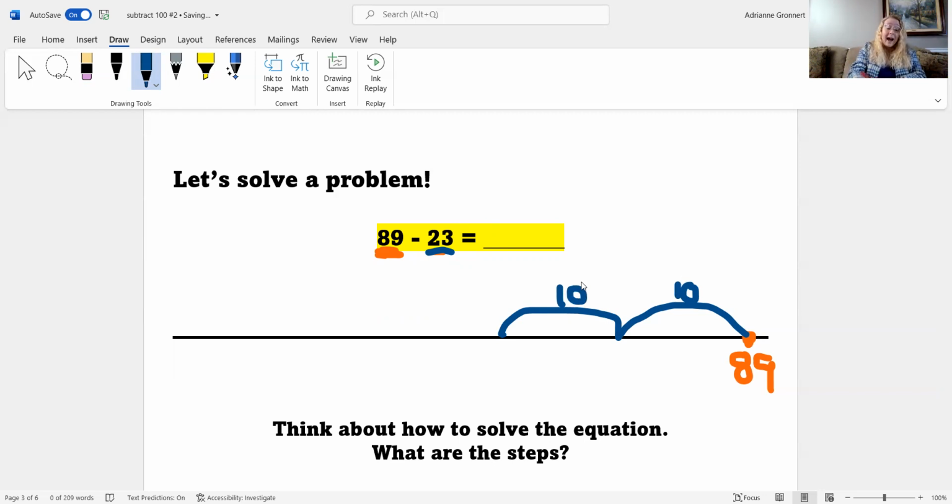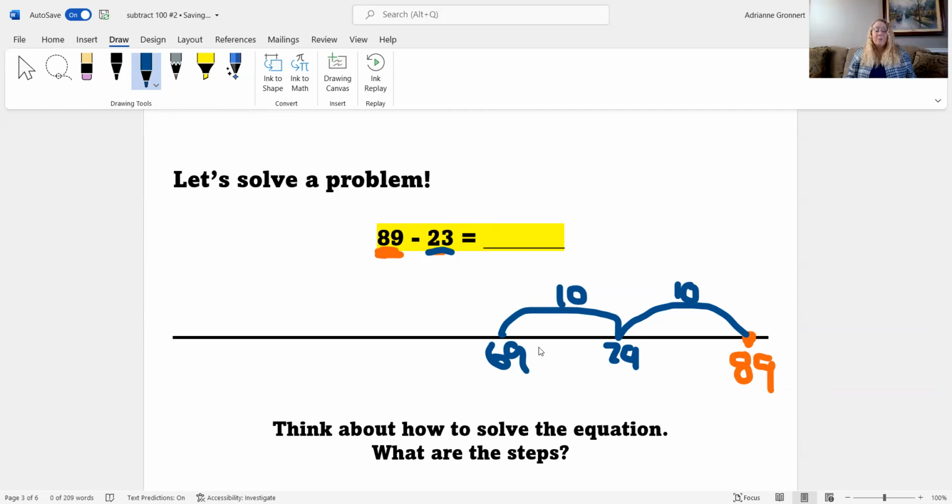Okay, I did that. What is my next step? That's right. I need to count to see where I landed. So I'm counting backwards from 89. 89 minus 10 is, that's right, 79. And 79 minus 10 is 69. Super. Okay. I need to mark that on my number line. Good. Did you get that on yours? I have it right here.